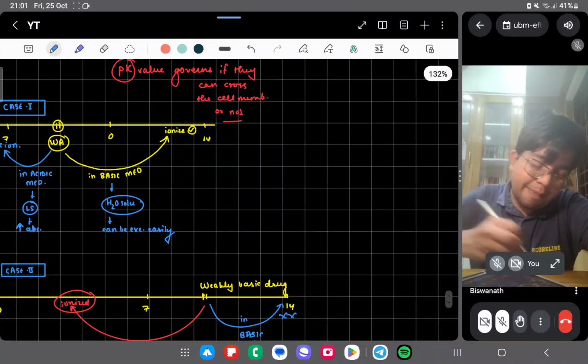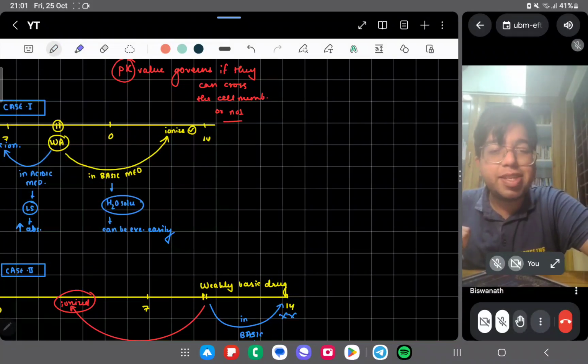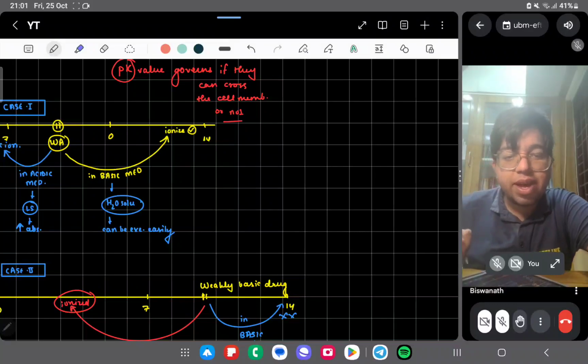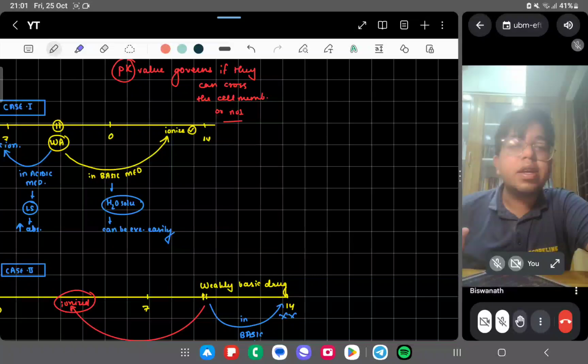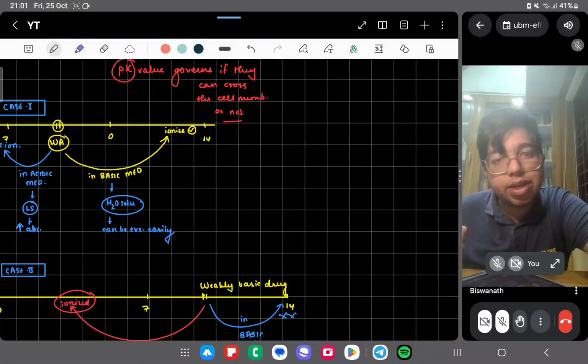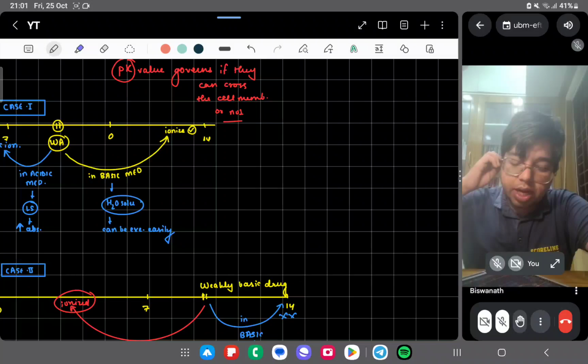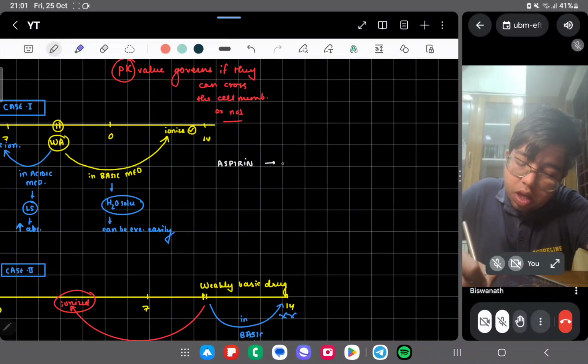So let's see an application. You must be wondering why I'm stressing on this part, and why we require this as a doctor. Let's take an interesting case of peptic ulcer, or the gastric ulcers caused by aspirin. So you know that aspirin causes peptic ulcer.